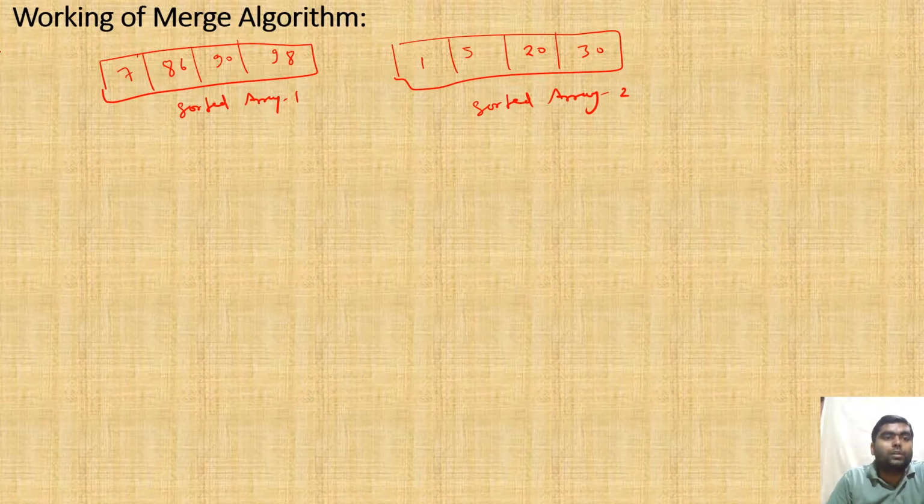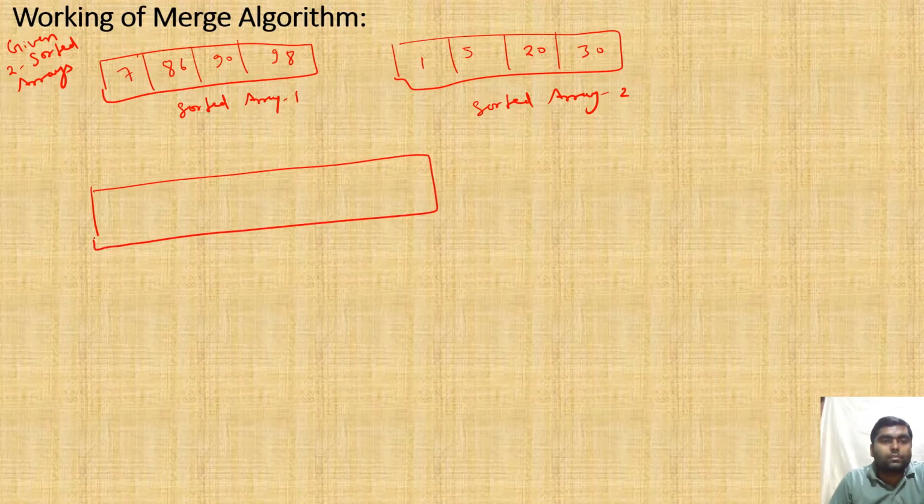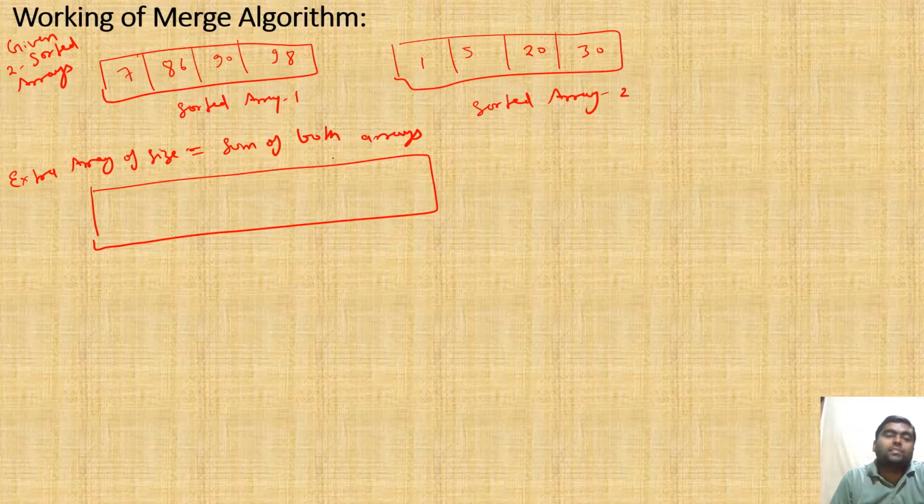So given two sorted arrays. Finally, what we are taking? We are taking one extra array of size equal to the sum of both arrays. तो दोनों arrays के sum के equal हमने इसका size दिया.